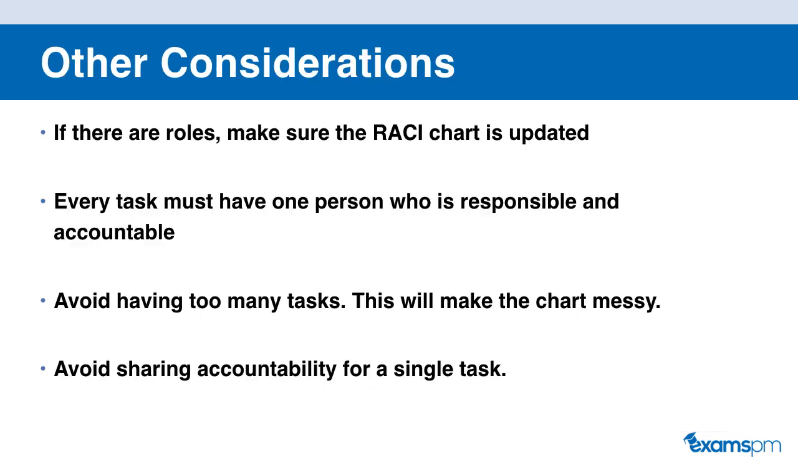Now, just before we wrap up this video, let's just talk about some other considerations. If there are role changes, make sure you update them in the RACI chart. If your project changes, if people leave the project, if people change tasks, make sure your RACI chart is updated. You have to ensure that every single task has at least one person who's responsible and one person who's accountable as well. Avoid having too many tasks. If you do, maybe you want to create the RACI chart for the work package level and not for the task level, because if you have too many tasks, the chart would just be too messy to read. And avoid sharing accountability for a single task as well. It's good to just have one person who's accountable for each task.